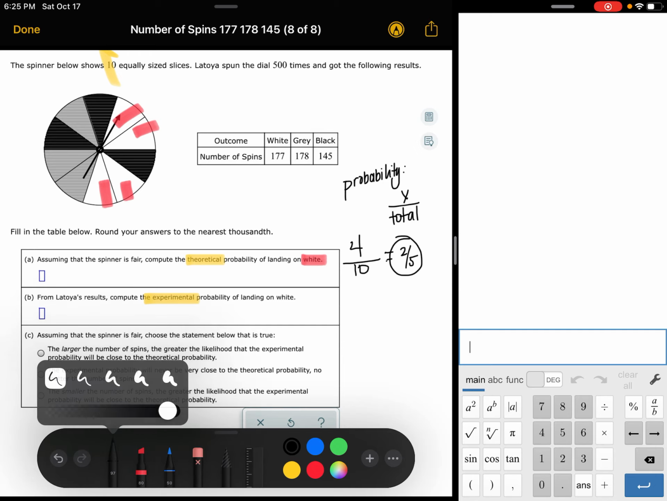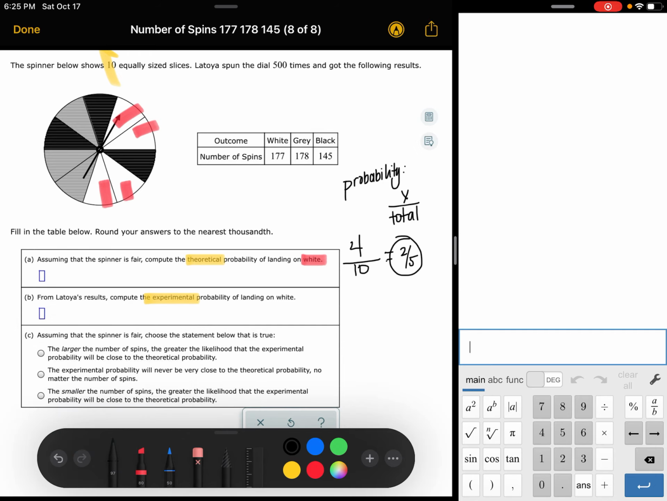So I know Latoya has too much free time. She needs to get a hobby. Spinning a spinner 500 times.